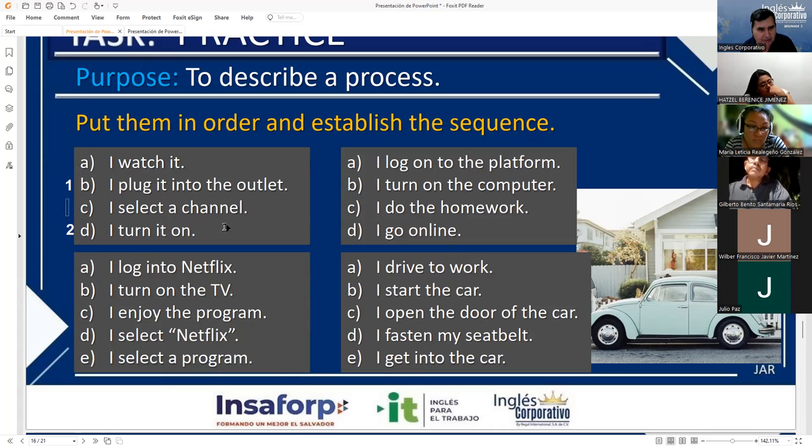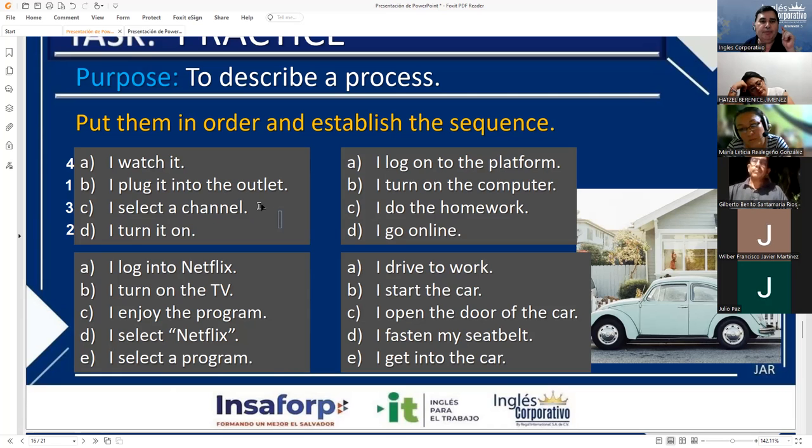Excellent. I select a channel. And then what's next? I watch TV. Okay. So how do we say it? First, I plug it into the outlet. Next, I turn it on. After that, I select a channel. And finally, I watch it.